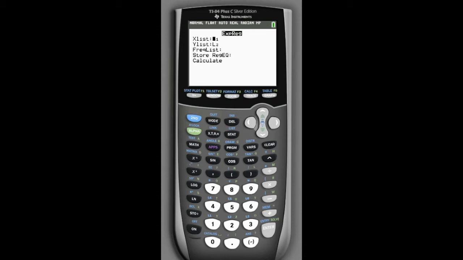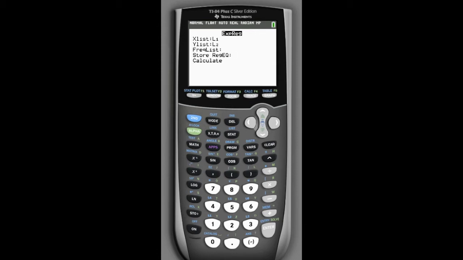Now, my calculator is anticipating that I want the X list to be list 1, the Y list to be list 2. And I don't want anything in the frequency list. That's telling us whether or not these objects are repeated more frequently than what I'm seeing there, and the answer is no in this case. So I'm just going to go down to calculate.